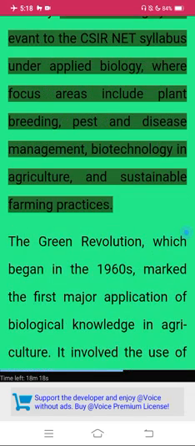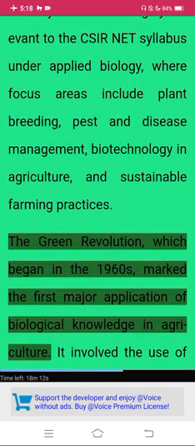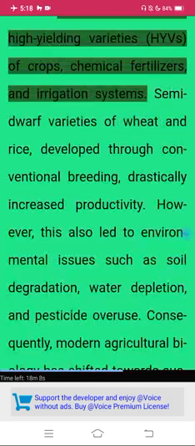This area is highly relevant to the CSIR-NET syllabus under applied biology, where focus areas include plant breeding, pest and disease management, biotechnology in agriculture, and sustainable farming practices. The Green Revolution, which began in the 1960s, marked the first major application of biological knowledge in agriculture. It involved the use of high-yielding varieties (HYVs) of crops, chemical fertilizers, and irrigation systems.